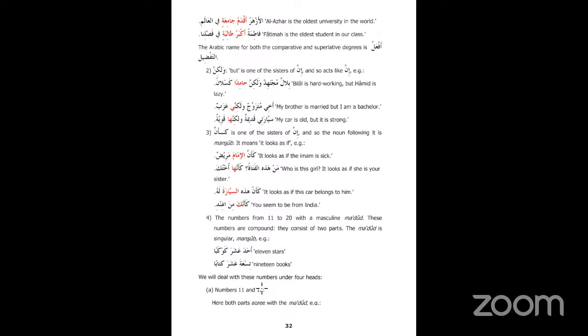Walakinna, but, is one of the sisters of Inna and so acts like Inna. For example, Bilal is hardworking, but Hamid is lazy. Bilalun mujtahidun, walakinna Hamidan kaslanu. My brother is married, but I am a bachelor. Akhi mutazawijun, walakinni azabun.